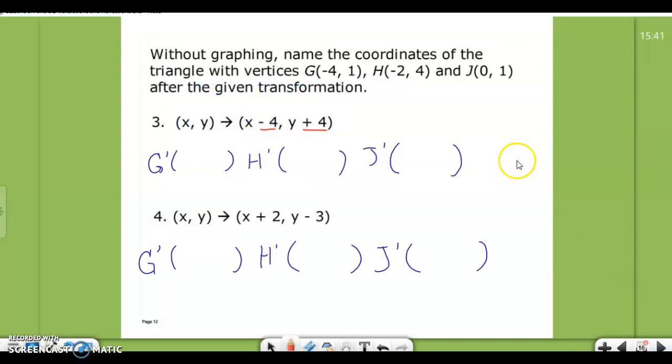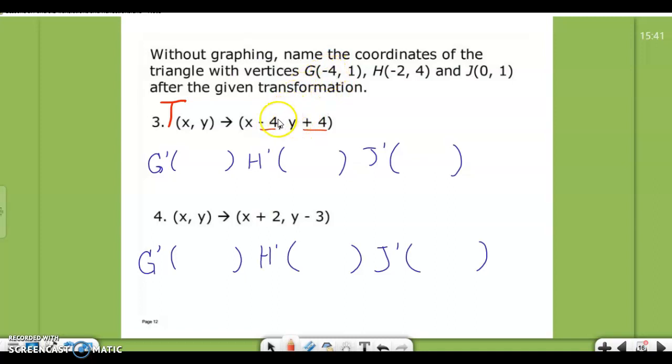Okay, and now without graphing, pretty easy still to do. We've got these as our original coordinates, and we're going to do a translation, capital T. I like for you to use that. That's the convention in our classroom. And now we're going to do x minus 4, y plus 4. The way I like to do these, kids, is I do all the x's first because I'm doing the same operation, and then I'll do all the y's.